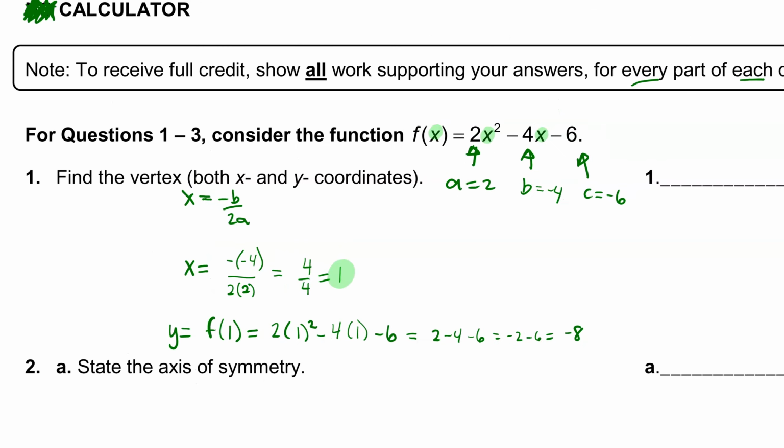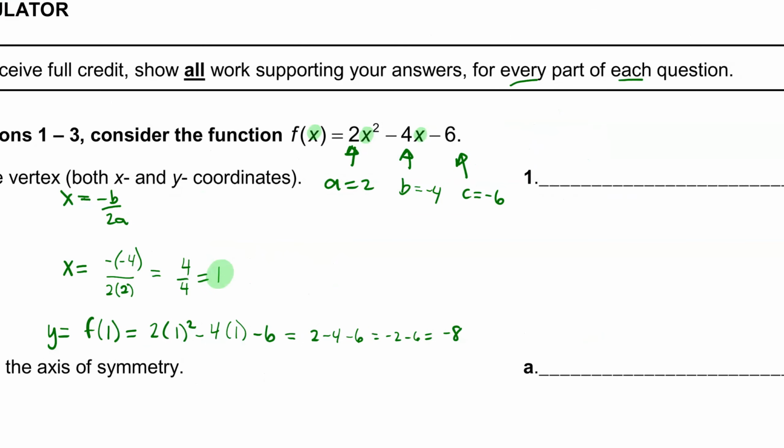So on your actual test, I'm going to try to make it as easy as possible so you don't mess up. I'm going to put the parentheses and I will put a little comma. That way you know, hinty hint, you have to write an x comma y coordinate. You can't just write x equals 1 because that's a line. x equals 1, y equals negative 8. But ideally the vertex is an x comma y coordinate. So I would write 1 comma negative 8.